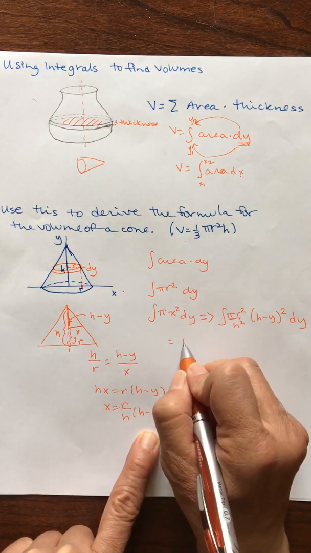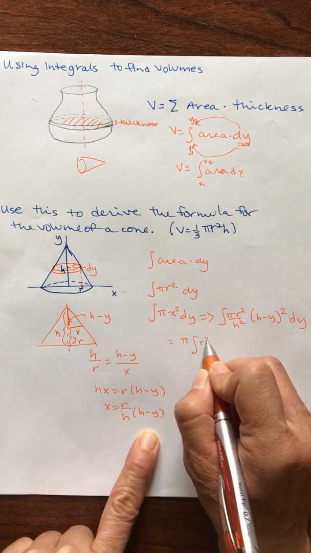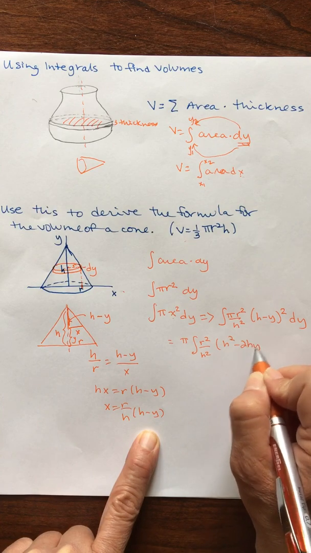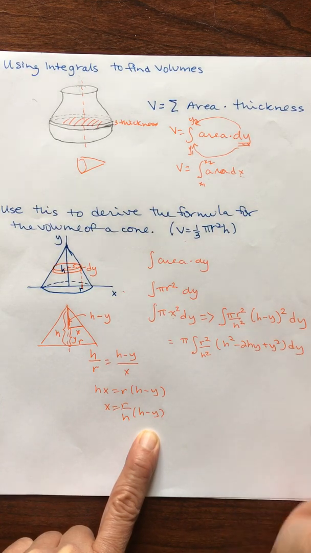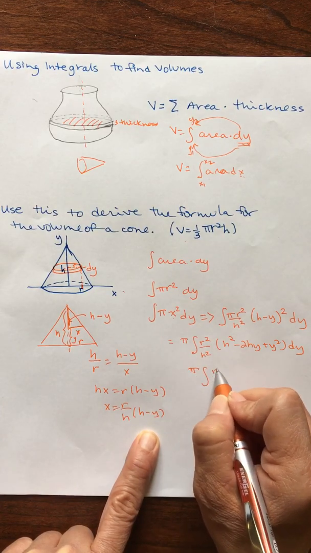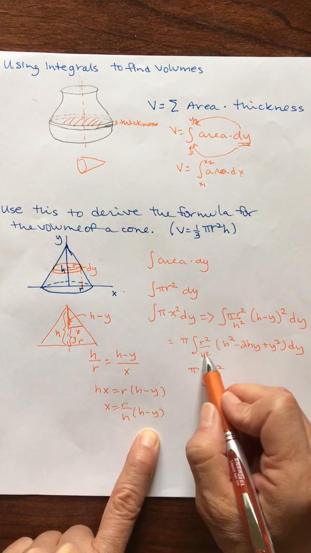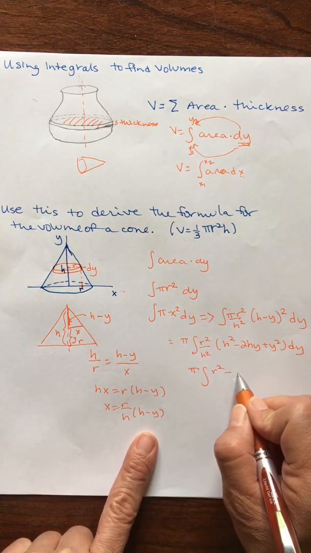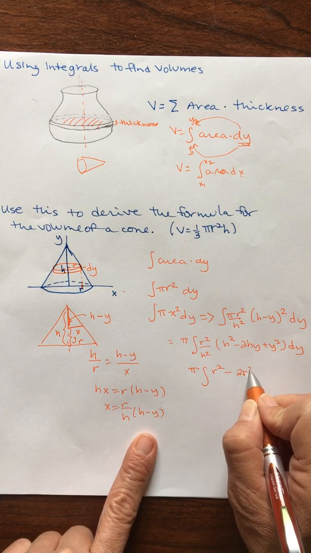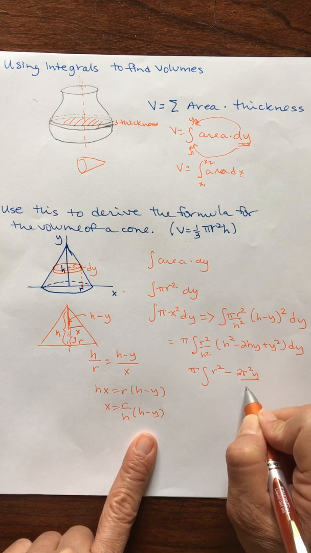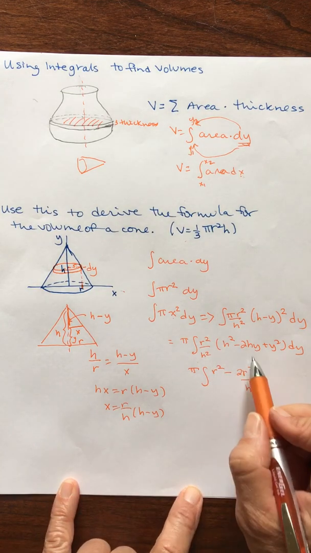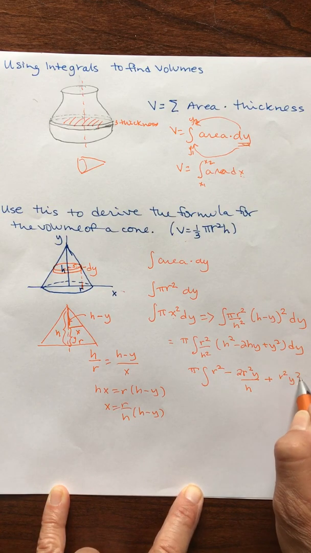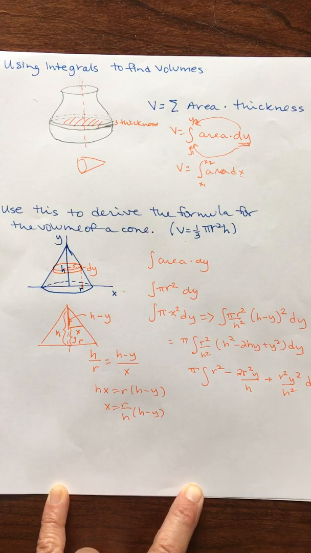So pi can come out. The integral of r squared over h squared, expand (h squared minus 2hy plus y squared) dy. Pi r squared, let's take the r squared through. So r squared, the h squareds will cancel, minus 2r squared y over h, one of the h's will cancel, and then plus r squared y squared over h squared dy.